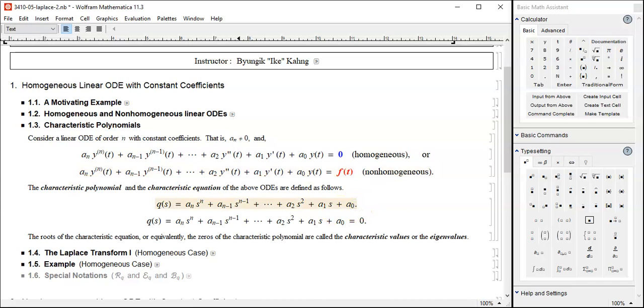Either way, we can define the so-called characteristic equation of the given ODE by taking all these coefficients and forming an algebraic polynomial, an s to the nth power, a(n-1) s to the (n-1)st power, and so on. Set it equal to 0, then we'll call it the characteristic equation. The zeros of the characteristic polynomial, or equivalently, the roots of the characteristic equation, are going to be called the characteristic values or eigenvalues. And yes, these actually correspond to the eigenvalues we study in linear algebra.